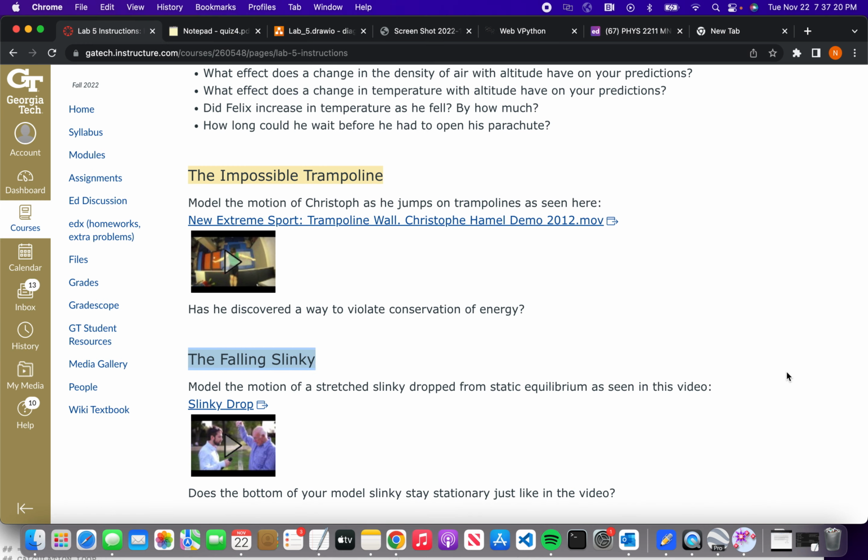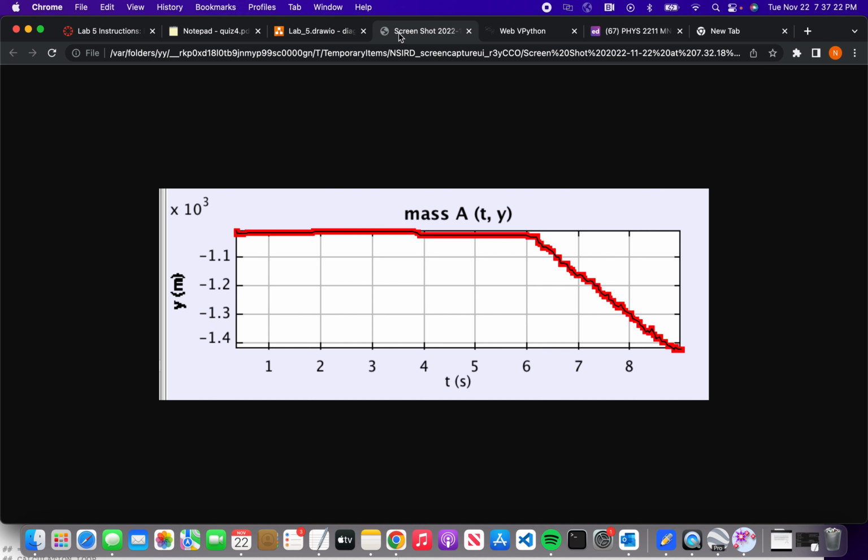So here is the experimental data in a more clear picture. As you can see, the Y for about, this is a slowed video, but 6 seconds in the slowed video, it doesn't move. And then it starts decreasing at a relatively constant rate.